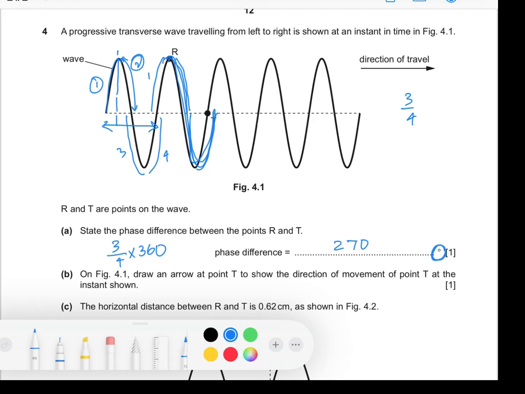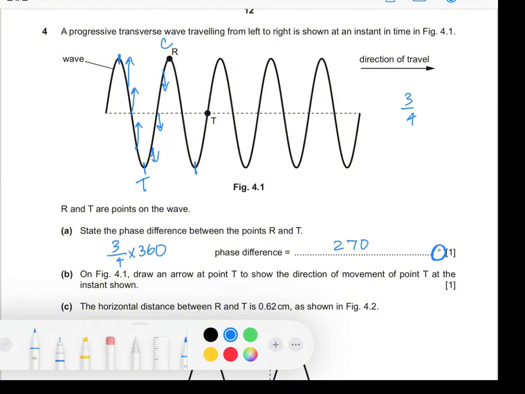On figure 4.1, draw an arrow at point T to show the direction of movement at T at the instant shown. Okay, so the wave is traveling from the left to the right. What that means is from the crest to the trough, all the particles on the wave will point upward, and from the trough to the crest, all the points will have direction of movement vertically downwards.